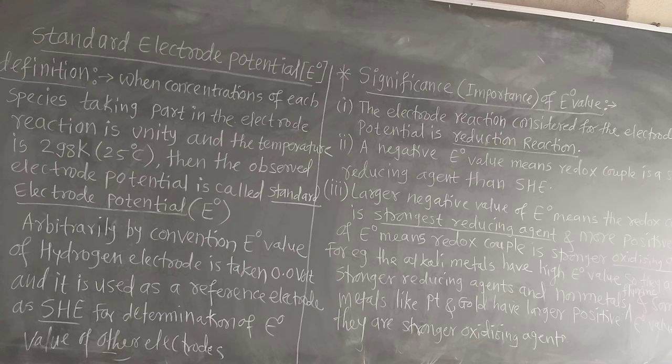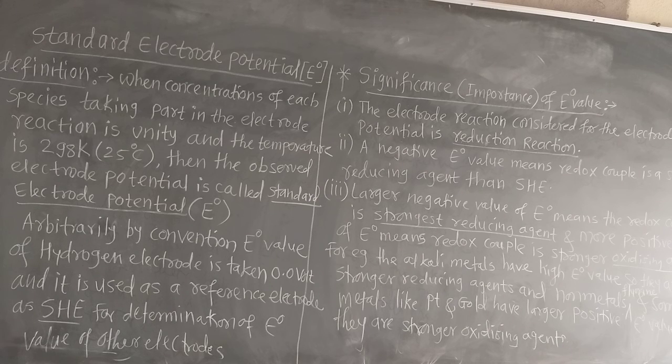Now let us consider the last topic of this chapter of redox reaction: standard electrode potential, the E0 value of the electrode potential. There is one word always coming in this topic, that is couple. Here, what is the couple or redox couple?